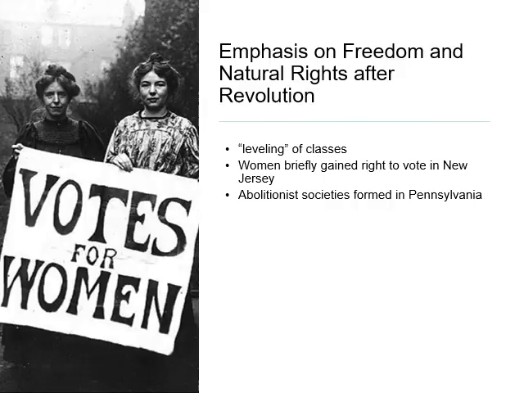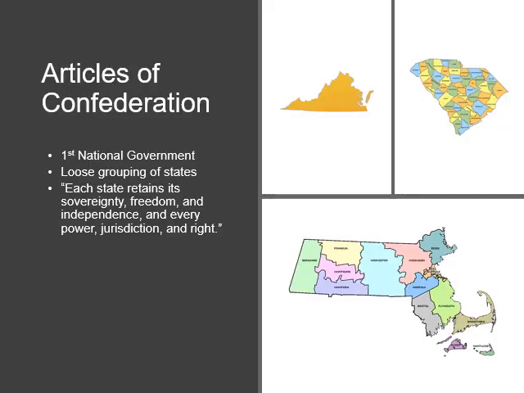So the first government created by the new country was what was known as the Articles of Confederation. This was the first national government. It was a loose grouping of states. So you had 13 original colonies become states, and each state retains its sovereignty, freedom, and independence in every power, jurisdiction, and right. So basically only a very limited amount of power was given to a national government.